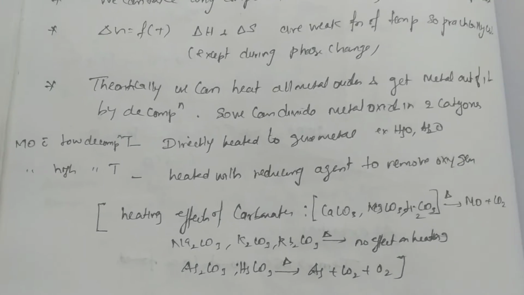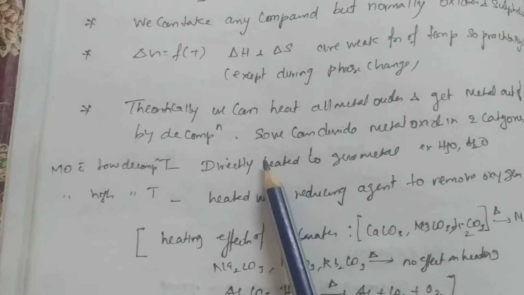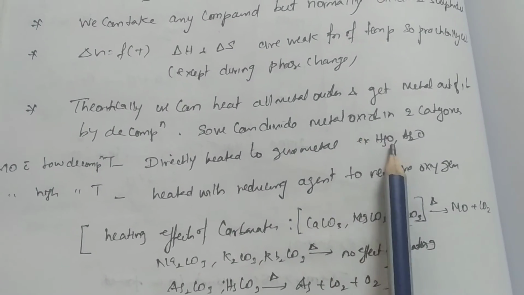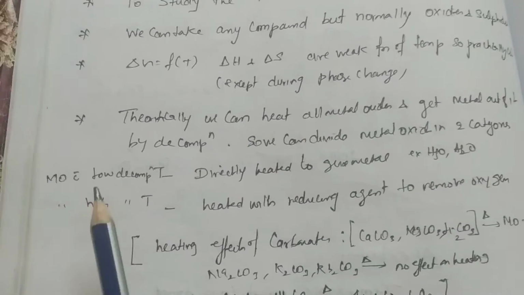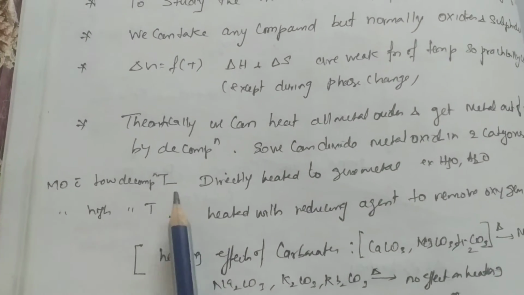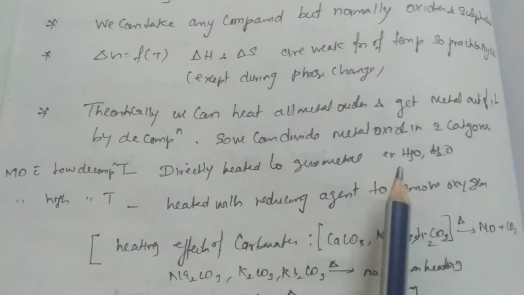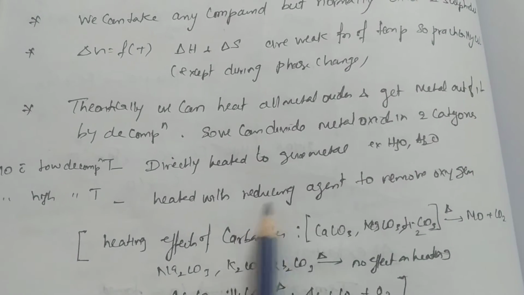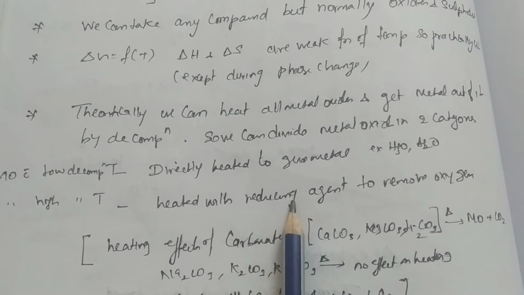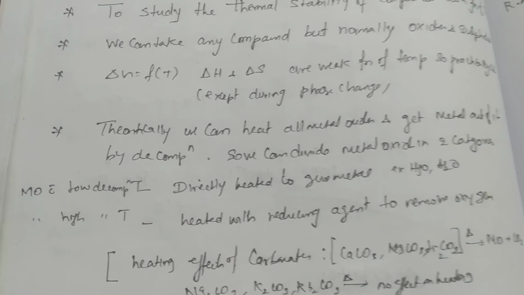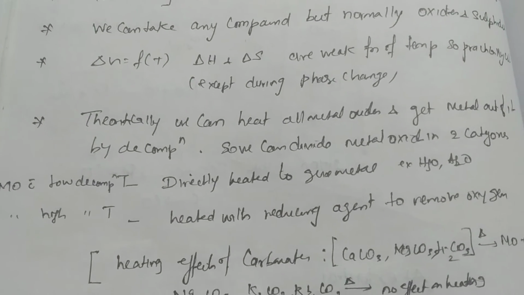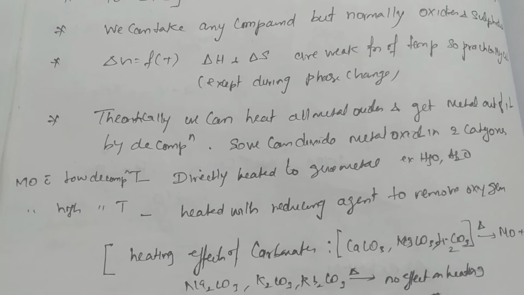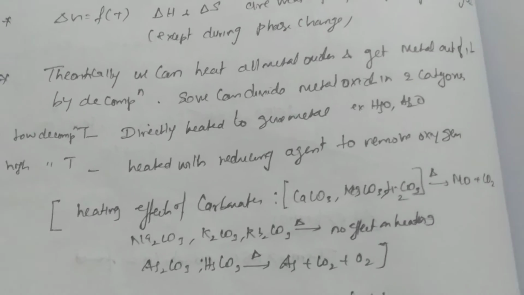So we can divide metal oxides into two categories. Metal oxides with a low decomposition temperature are directly heated to give metal, for example mercury oxide and silver oxide. And metal oxides with a higher decomposition temperature are heated with a reducing agent to remove oxygen. And how will you select this reducing agent? The reducing agent is the agent which has a greater tendency to undergo oxidation, and therefore it will be at the bottom of the curve compared to the one required to be reduced.